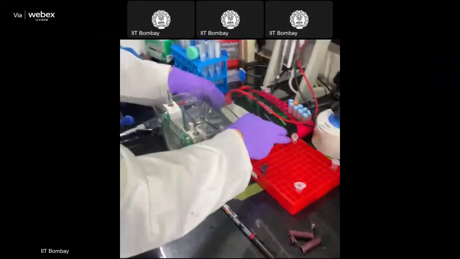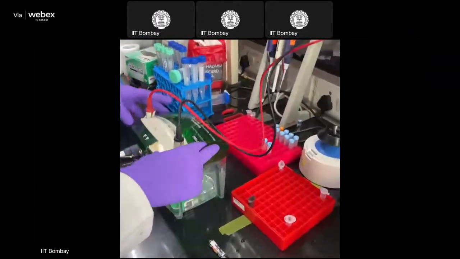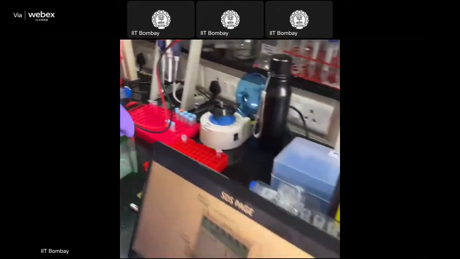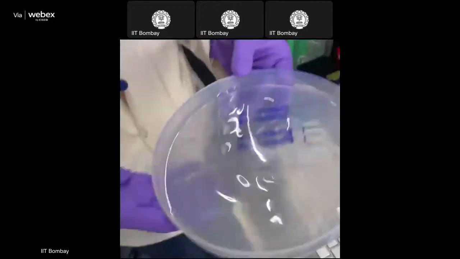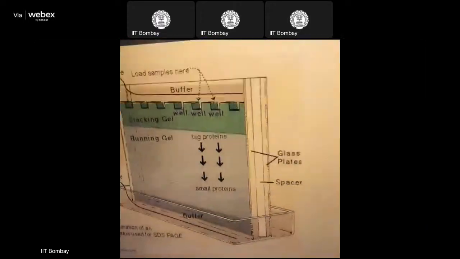Similarly, we load all other samples, whatever we want to analyze on the gel, and then we stain the gel overnight and de-stain it to see an image like this. So we have a gel like this the next day. This is a gel that we have, but we'll show it to you on the screen. Here it is better visible on the screen.